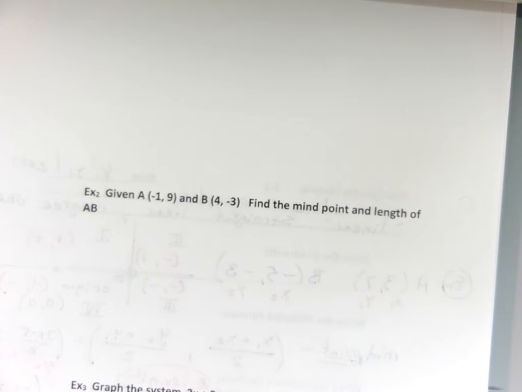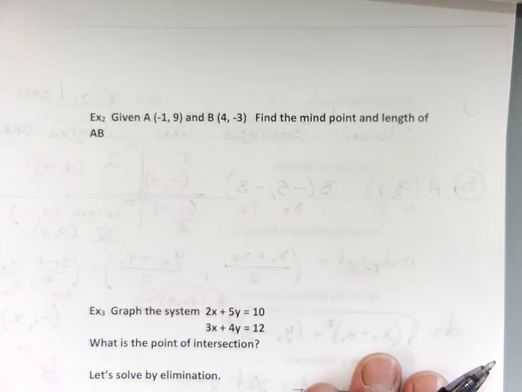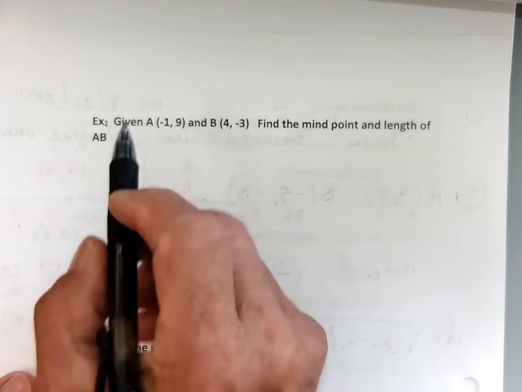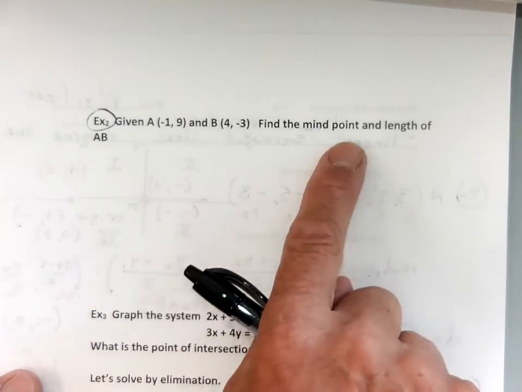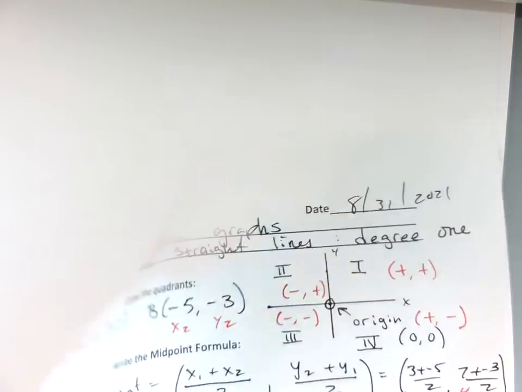Example 2. Given A and B, find the midpoint and the length. Okay, so let's do that. You guys go ahead and try it. Find the midpoint and the length of AB. See if you can do that. Okay, you've got your formulas on the front. See if you can do it.